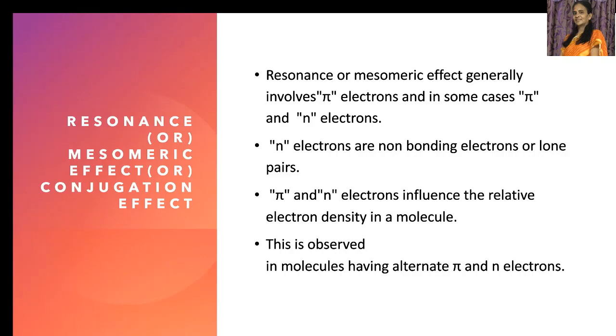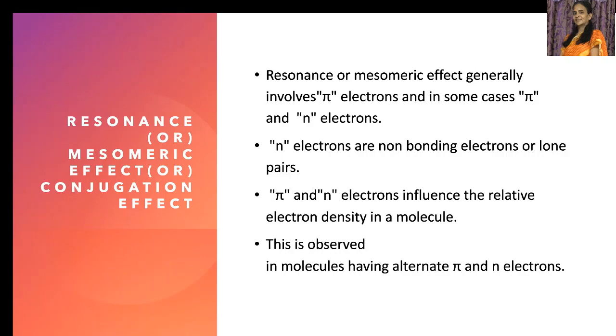Resonance or mesomeric effect is also called conjugation effect. It generally involves pi electrons, and in some cases, pi and n electrons are also involved in resonance. Whereas in the case of inductive effect, we have already discussed, only sigma electrons are involved. So, what are n electrons? N electrons are non-bonding electrons. They are also called lone pairs of electrons.